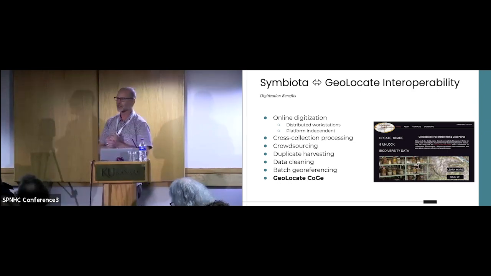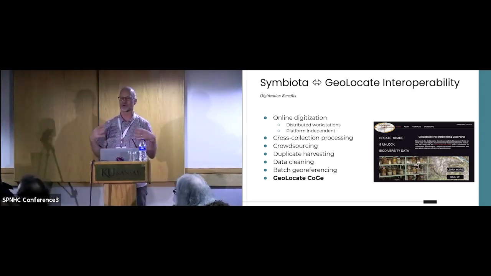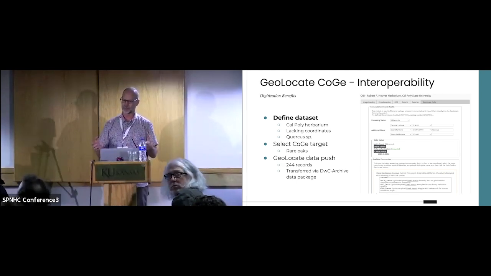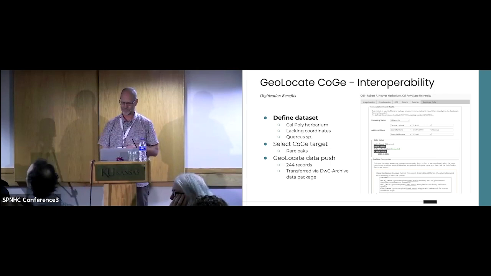So then there's interoperability built into GeoLocate. So for instance, let's say you have a bunch of researchers that are studying oaks, and they want to georeference all of your oak specimens because they want to use it in research. But they're not part of the digitization project. Well, within the control panel, you go to each of your collections within the portal. You could define all the specimens that are oak. In this case, it's 240.